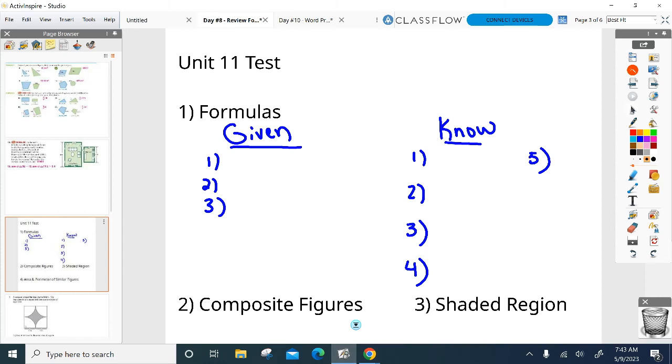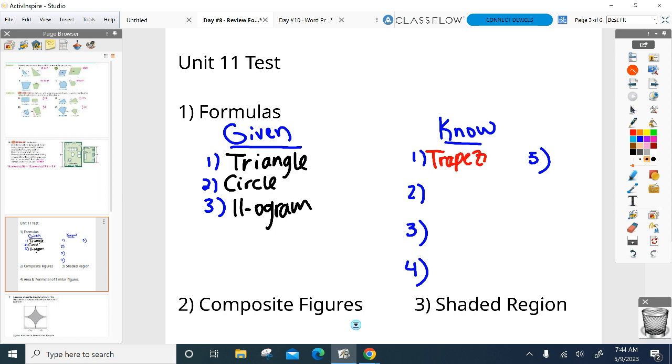All right, so tomorrow on the formula sheet, I'll give you the triangle formula, 1/2 BH. Circle, pi r squared, and parallelogram, BH. Okay, so those are on there tomorrow for you. All right, what about the ones you're going to have to know? Trapezoid. All right, you're responsible for the trapezoid.